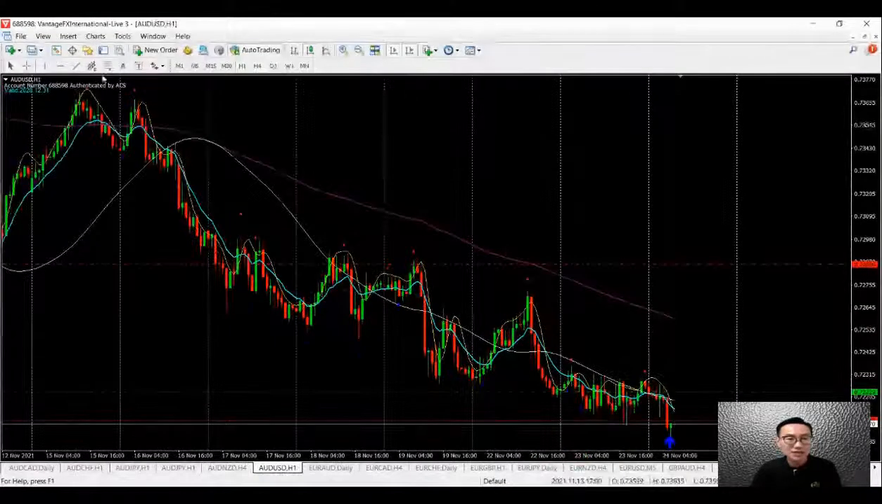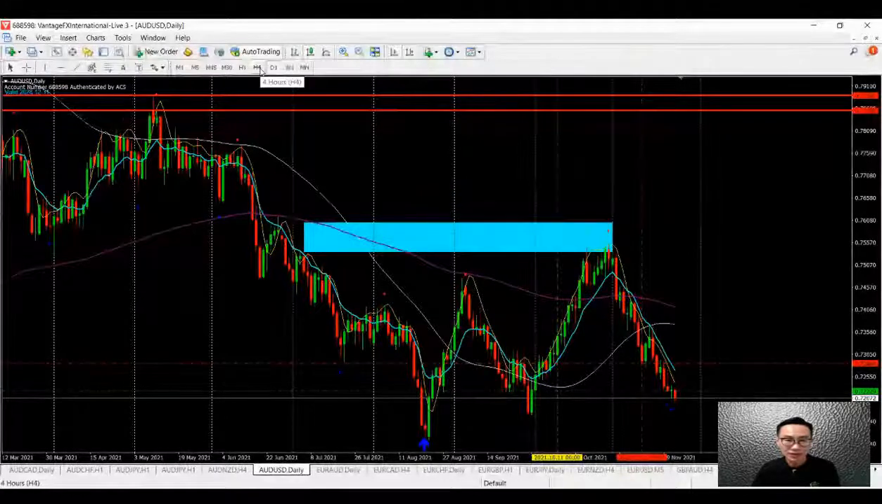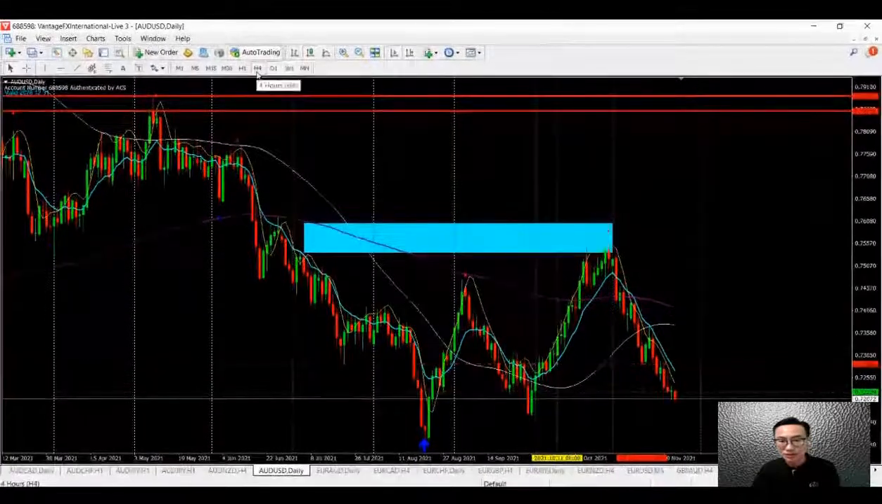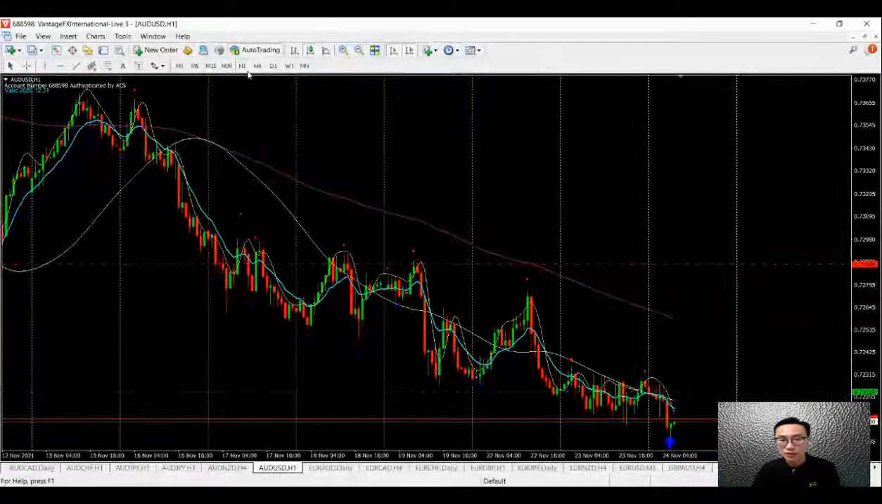And Aussie dollar, all right, Aussie dollar, we are into the bear right now, going to break the support. This support is very near. Let's take a look.